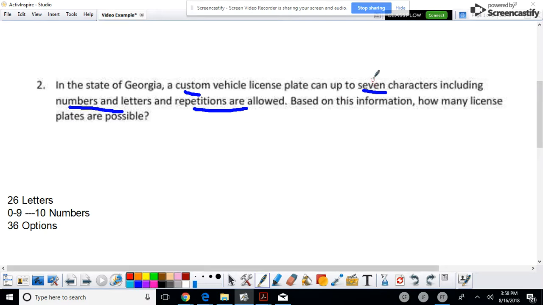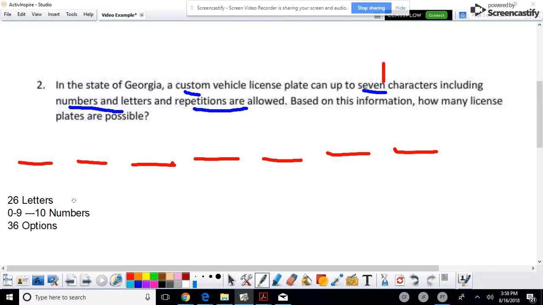Okay, so we've got 7 characters. So let's draw, that represents the first character, the second, the third, fourth, fifth, sixth, and the 7th. Now here I have already done it for you. We have 26 letters that we can choose from, and we have 10 numbers we can choose from. The numbers are 0 to 9. And that means we got 36 total options for each one.